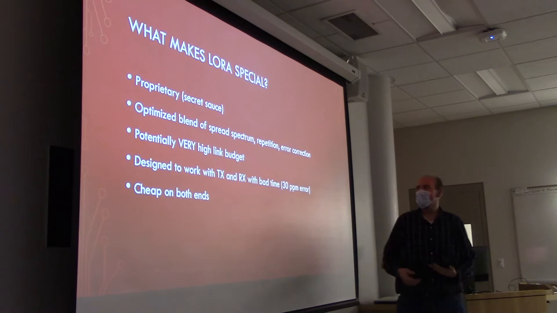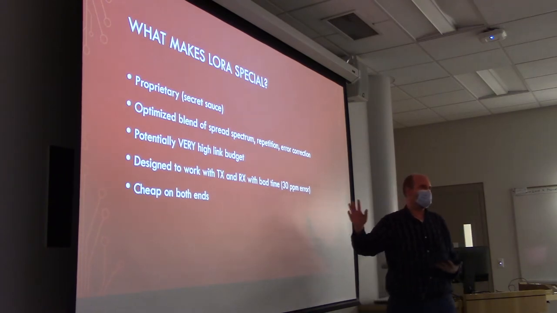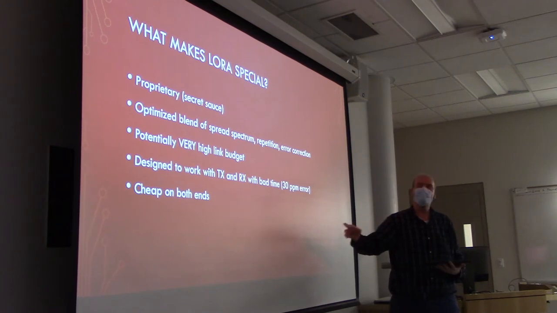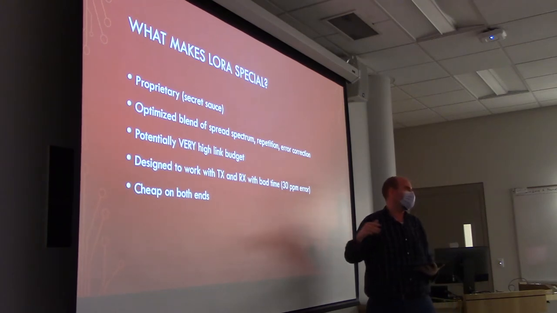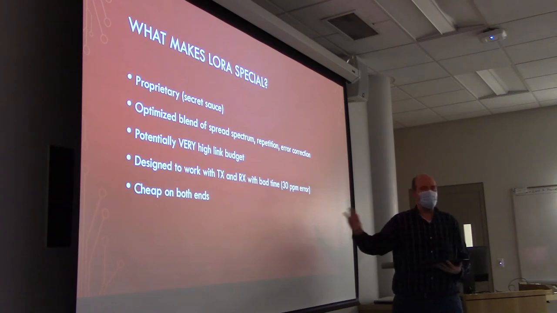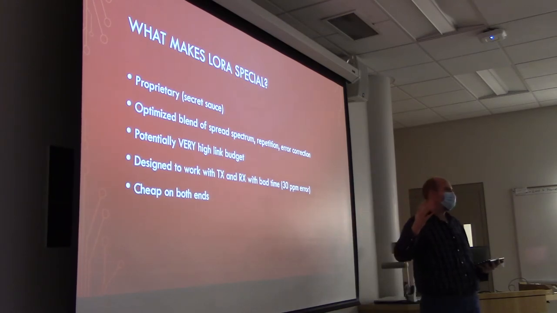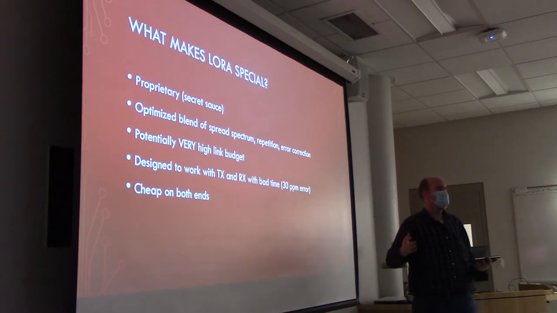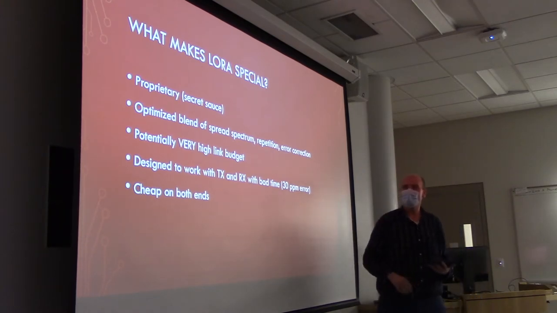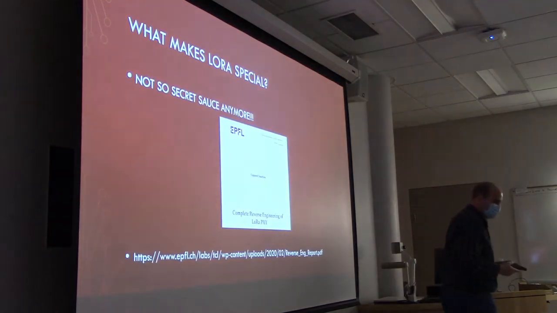30 parts per million is not good enough for a wristwatch. If you want a wristwatch that keeps time, that doesn't lose 10 minutes a year, it's typically going to have to be 10 parts per million or less. So that's how bad the timing is. You might say, oh, 30 parts per million, you're off by 30 in a million, that's not too bad. It's actually not good as far as timing is concerned. But it makes it cheap on both ends because they do it like that.